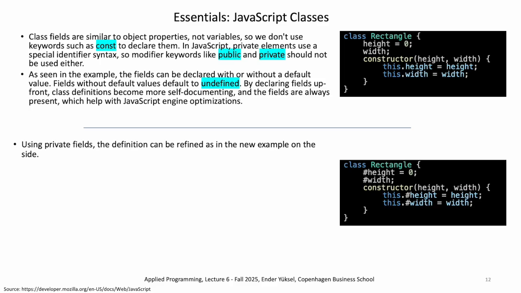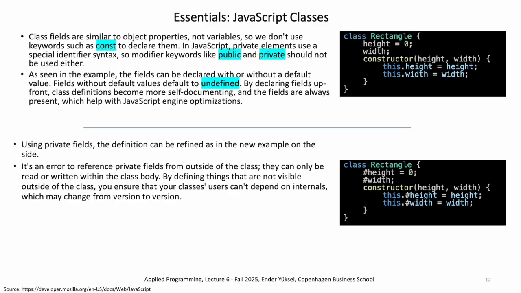Using private fields, the definition can be refined as in the new example on the side. It's an error to reference private fields from outside of the class. They can only be read or written within the class body. By defining things that are not visible outside of the class, you ensure that your class's users can't depend on internals, which may change from version to version.